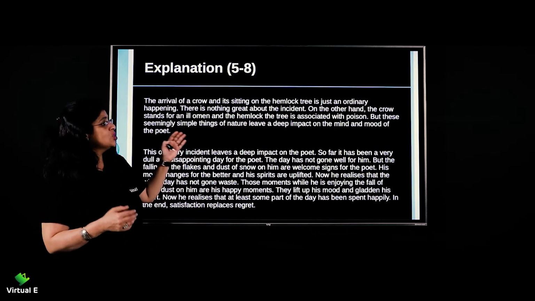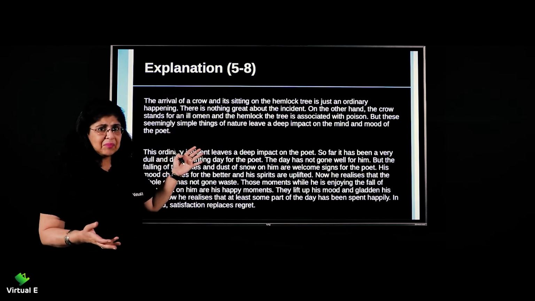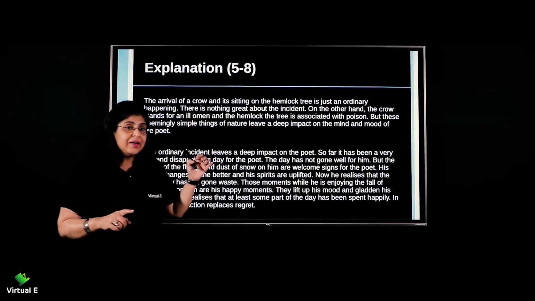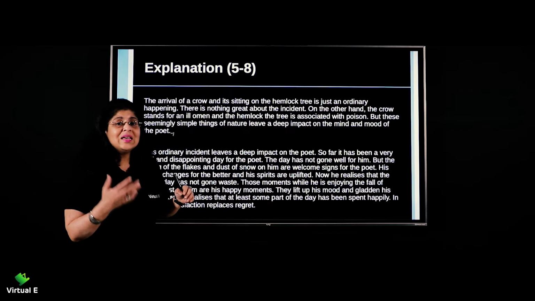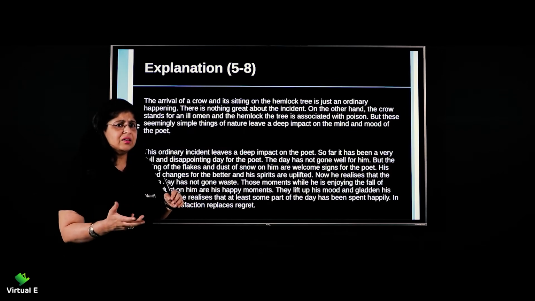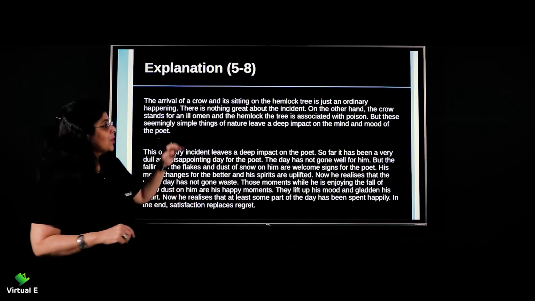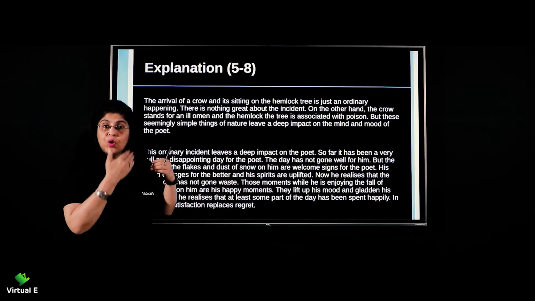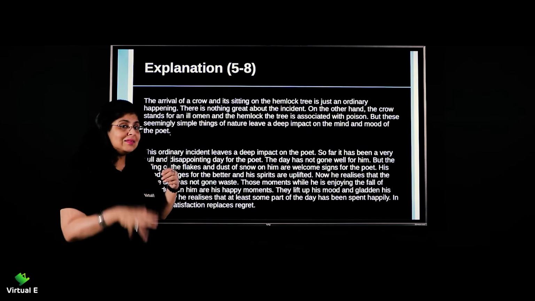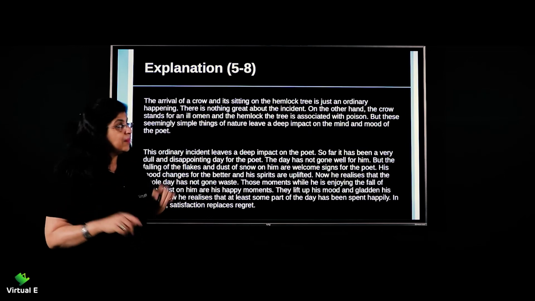Now, in fact, this is so very common to happen, nothing great. But if you look at it, when the crow caws, you feel it's an ill omen. It's like a bad luck sort of thing. It's not a good sign. And the hemlock tree is associated with poison. So you see, both are bad things, the crow and the tree. Nothing is good about them.